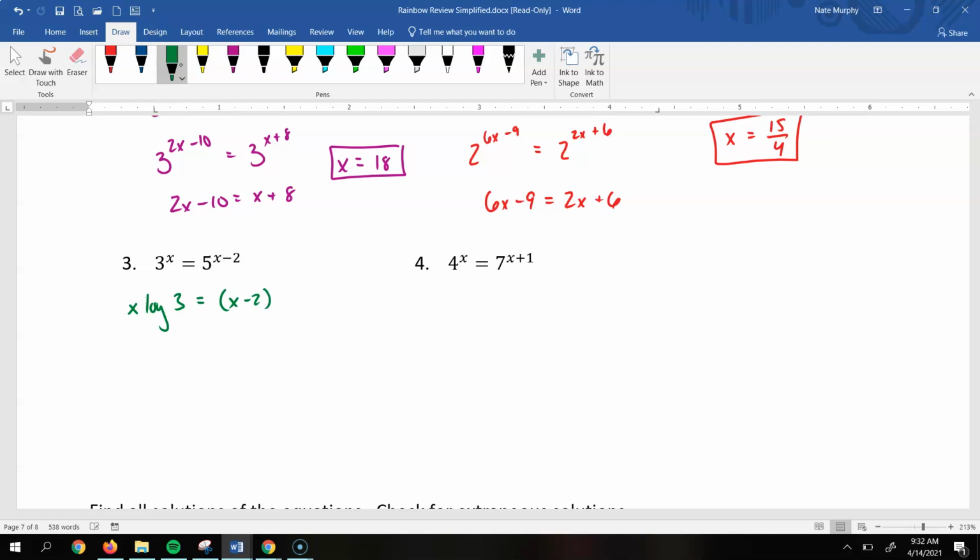and on the right side, the exponent is x minus 2, and that's going to go in front of the log. So I'm going to put that in parentheses. So it'll be x minus 2 times the log of 5. And now the next step, we're going to distribute that log of 5 to everything in parentheses.